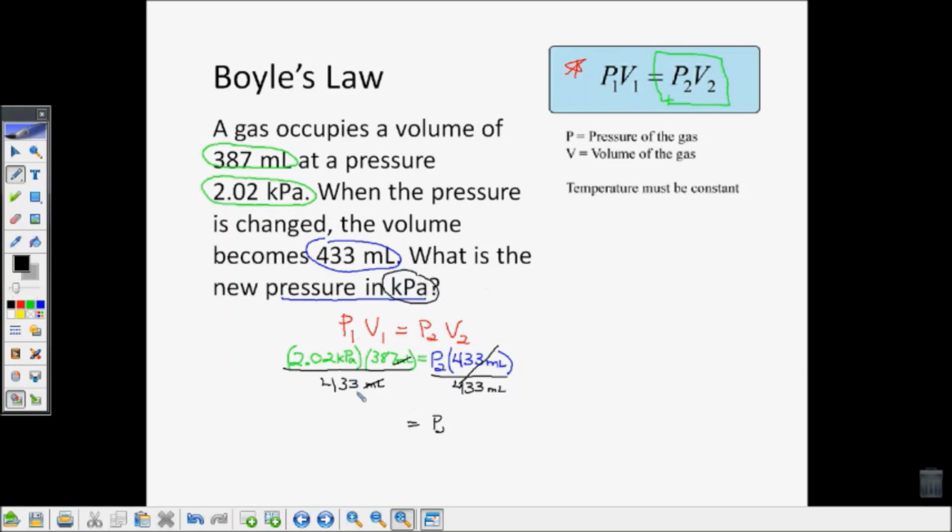So use your calculator and go ahead and find your answer. I calculated that the pressure would be much smaller, 1.81 kilopascals, and you can round to 2 decimal places.